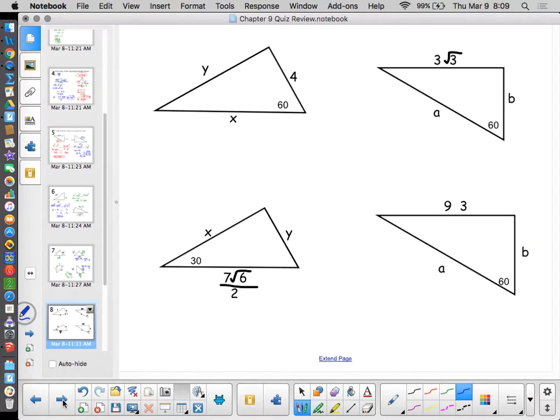Then we switch patterns to the 30, 60, 90 triangle. Do not mix up the patterns. Using the wrong pattern is bad. Okay, the 30, 60, 90 pattern is we have our short leg as our base measurement, and then the hypotenuse is twice as long. The long leg is n times the square root of 3.